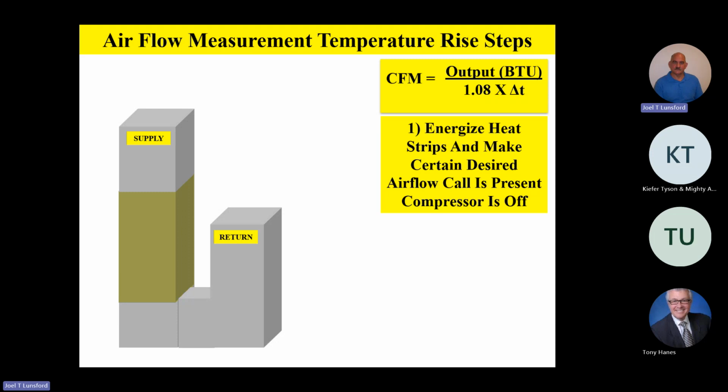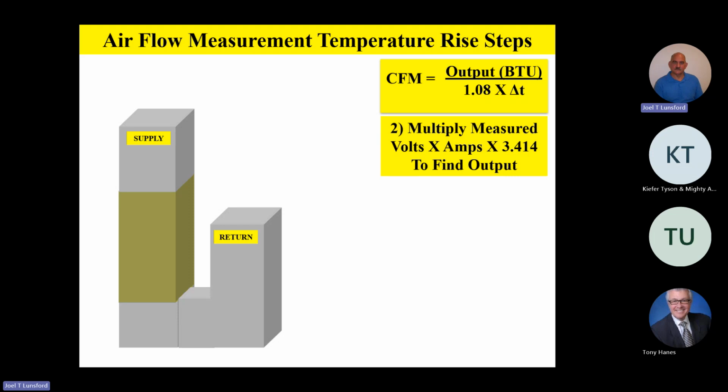What we're going to do is energize the heat strips and make sure that whatever speed tap we're testing, we're on the desired speed tap or the desired airflow. We also want to make sure the compressor's off. So if we're testing speed tap number 4, we want to make sure we're on speed tap number 4. We energize the heat strips, make certain that airflow call is coming on, and make sure the compressor is off. Just throw the disconnect outside on the compressor, so the outdoor unit is off during this check.